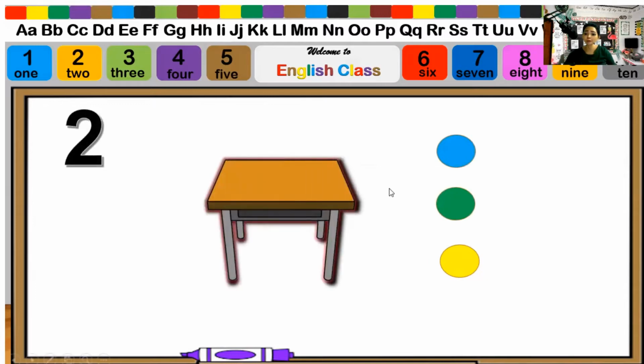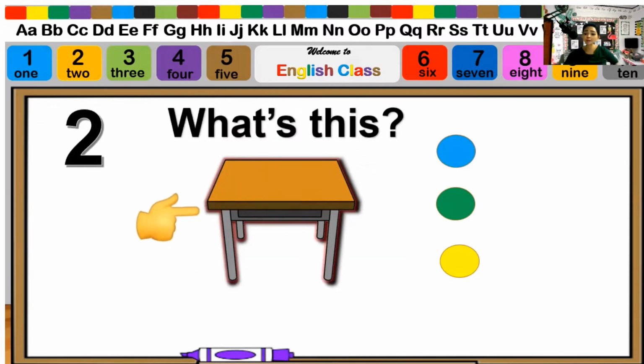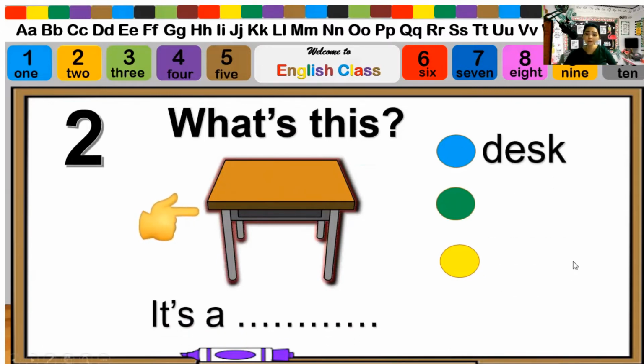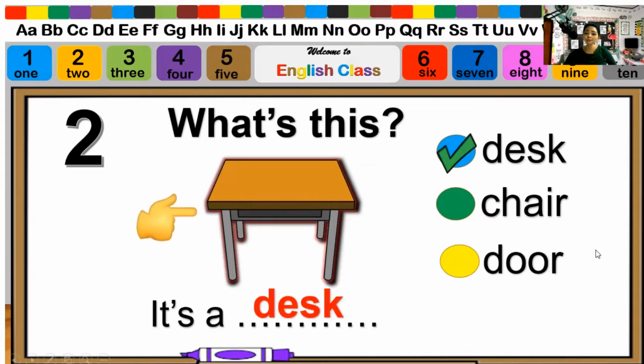You can write your score so you will know how many points you got in this part. All right, look at the finger. What will be the question? What's this or what's that? Good job. The question is, what's this? And then the answer is, let's find out, desk, chair, or door. Anybody? It's a desk. Good job. Did you get the correct answer?